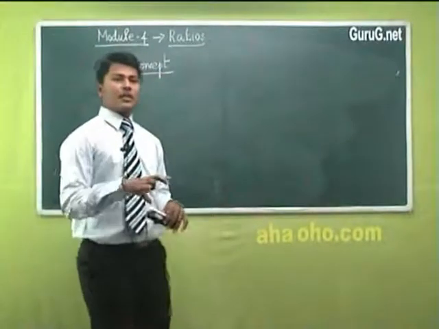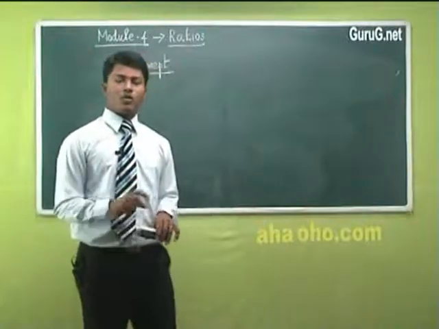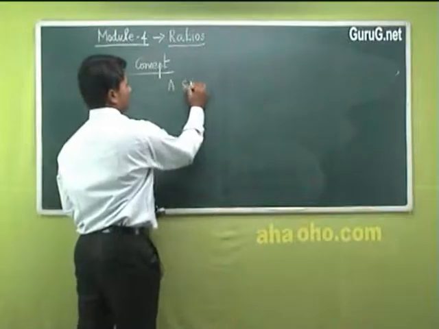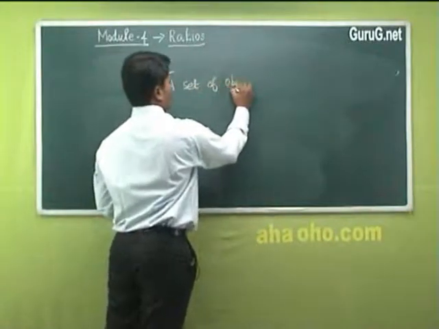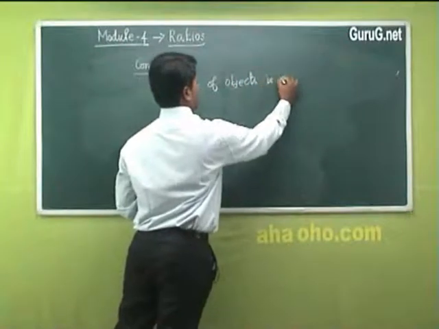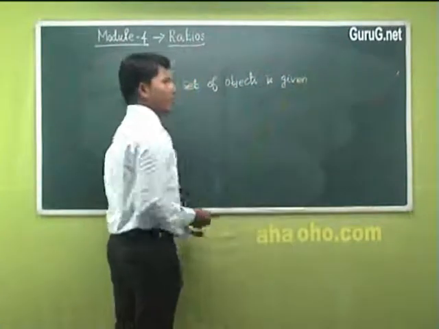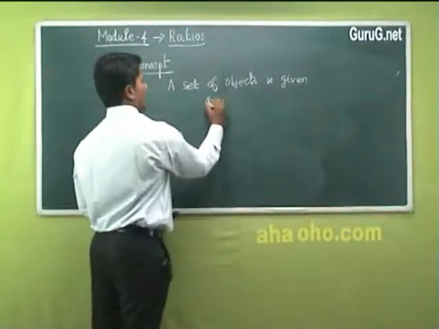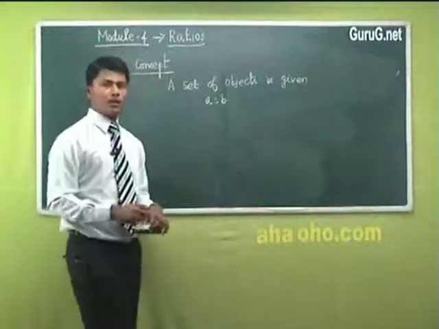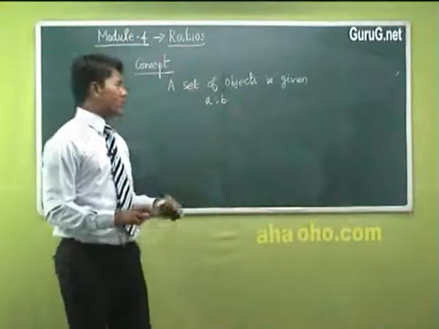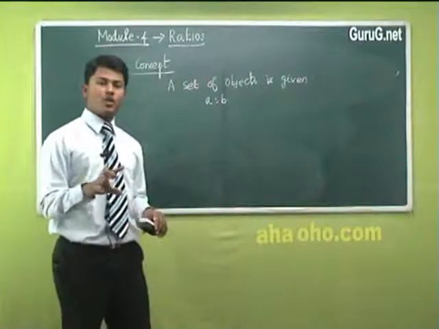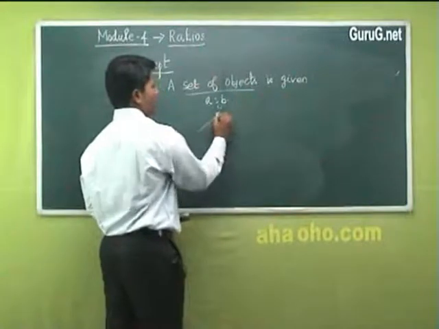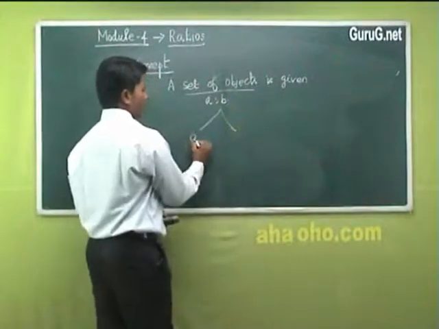Now say there is a group of n objects given. A set of objects is given. Now you want to divide this particular set of objects in the ratio, say A is to B. So divide the set of objects in the form of A is to B.